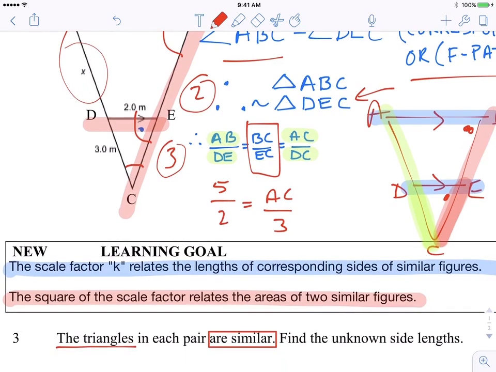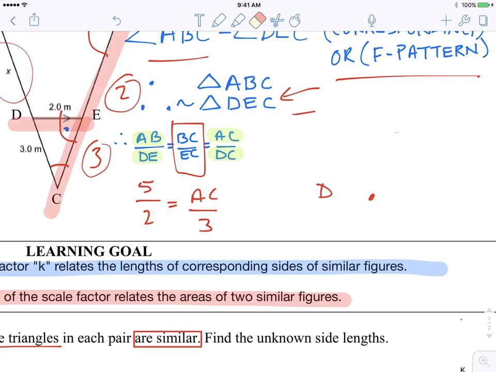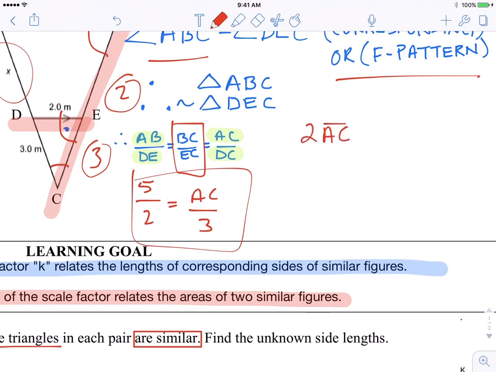And now I can cross multiply. I am going to erase this, if you don't mind, just to make some room for the calculation. And so now I'm going to use this, and I'm going to cross multiply. AC times 2 becomes 2 times line AC equal the 5 times the 3, which is 15. Divide both sides by 2. The entire length of AC is 7.5.